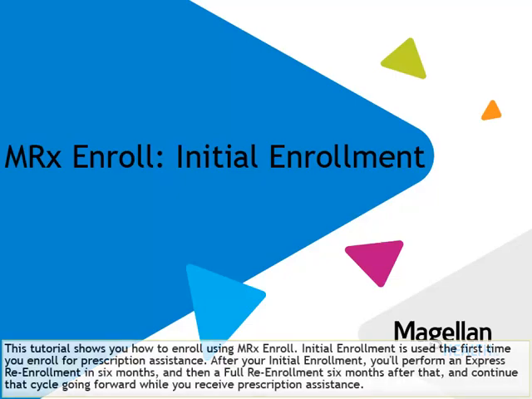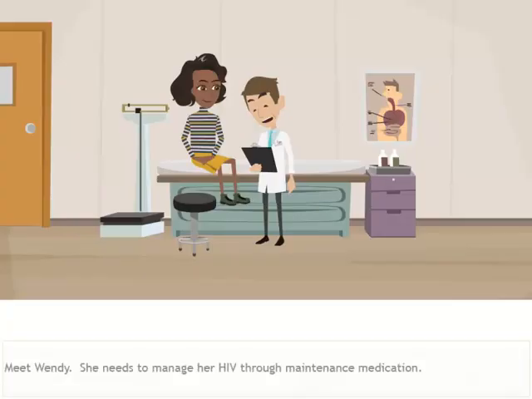This tutorial shows you how to enroll using MRx Enroll. Initial enrollment is used the first time you enroll for prescription assistance. After your initial enrollment, you'll perform an express re-enrollment in 6 months, and then a full re-enrollment 6 months after that, and continue that cycle going forward while you receive prescription assistance.